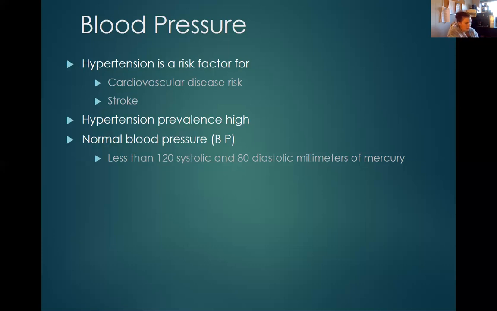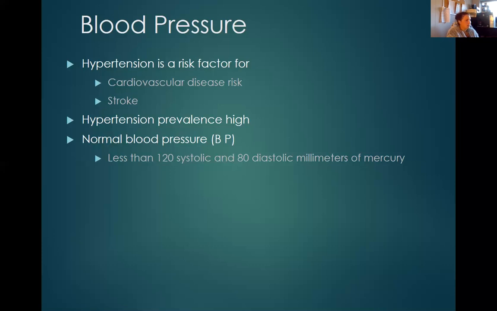And we know that hypertension is a common diagnosis. We see it for so many of our patients in the clinical setting. One thing I do want you to be aware of that may have changed from what your expectations are is the diagnosis of hypertension. To be considered normal, you have to be less than 120 millimeters of mercury systolic and less than 80 millimeters mercury diastolic.